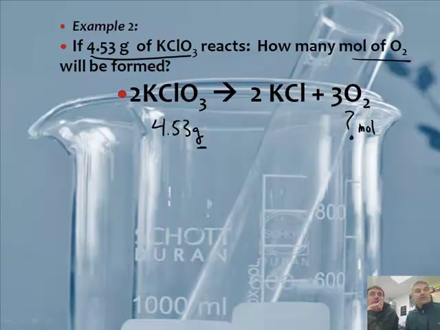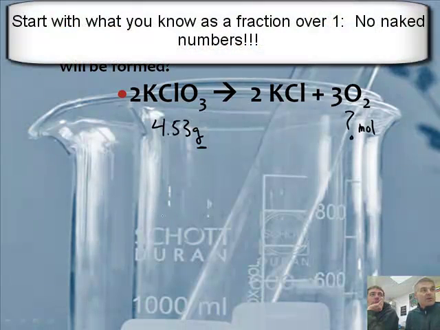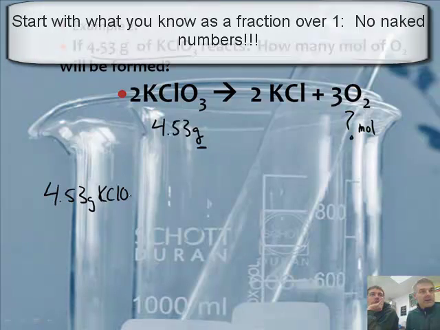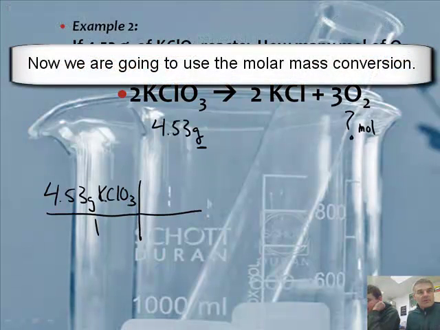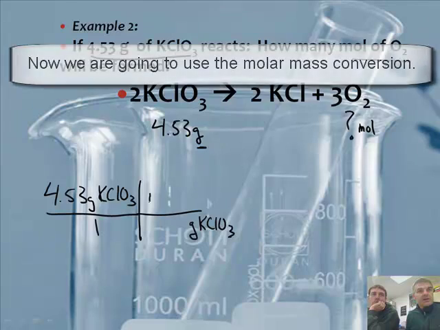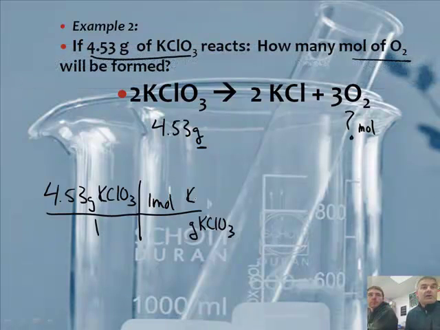Okay, so let's do that. We start with what we know. It's a fraction over 1, right? So 4.53 grams of KClO3. And we need to use the molar mass first. So you'll say grams of KClO3 to 1 mole of KClO3.